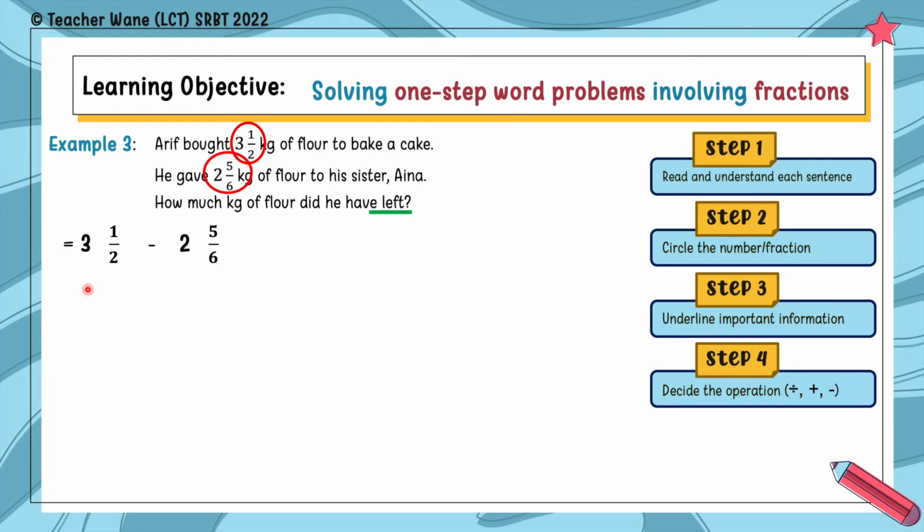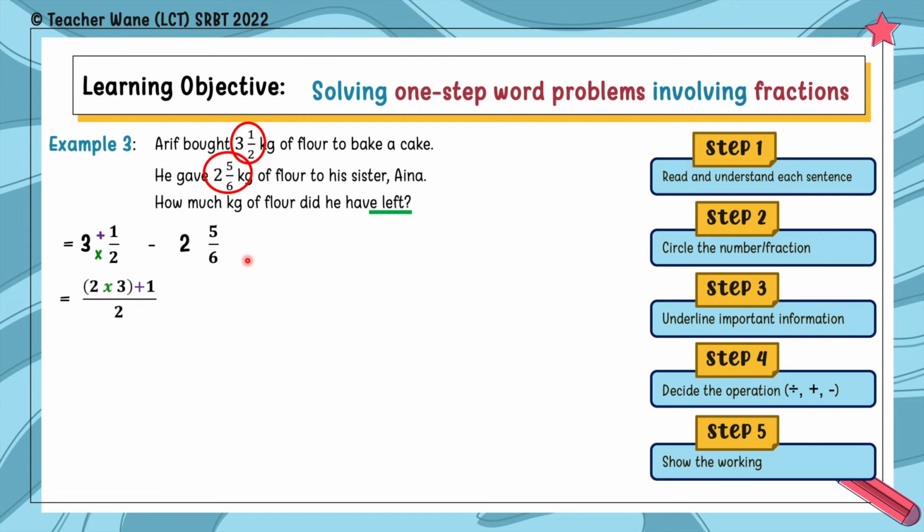So I have here a mixed number, and I'm going to show the working. How? This mixed number, I'm going to express it as improper fraction. So multiply and plus. So I have here 2 times 3 plus 1. Here 6 times 2 plus 5. The denominator, remember, stays the same. So what is 2 times 3? The answer is 6. 6 plus 1, the answer is 7. What is 6 times 2? The answer is 12. 12 plus 5, the answer is 17.